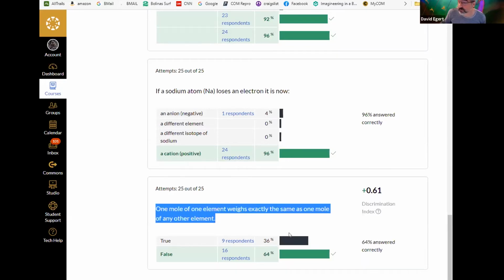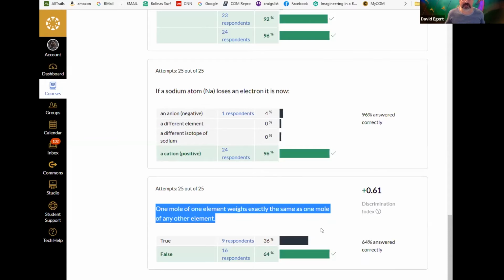And finally, this one, a lot of people got wrong. This is going to be important to get straight if you are confused about moles. 1 mole of an element weighs exactly the same as 1 mole of another element. Over a third of the people said true. What is a mole? It's a particular number of atoms. It's Avogadro's number, 6.02 times 10 to the 23rd atoms or molecules.